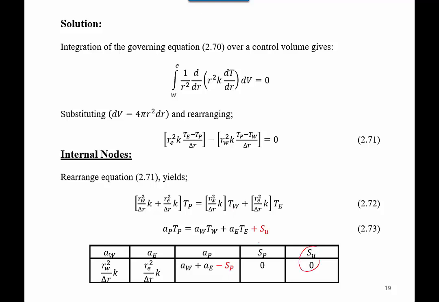Here SU is equal to 0, and there is no SP here, it will also be equal to 0, and this one is the same as this one, it will be A west, and this one is the same as this one, it will be A east. So therefore A point will be A west plus A east minus SP, which is 0. So this is the table that shows the parameters for the internal node.